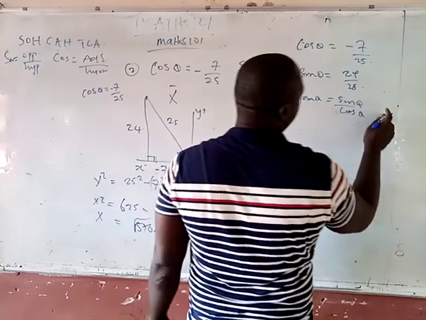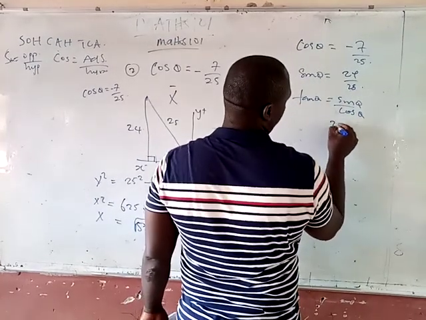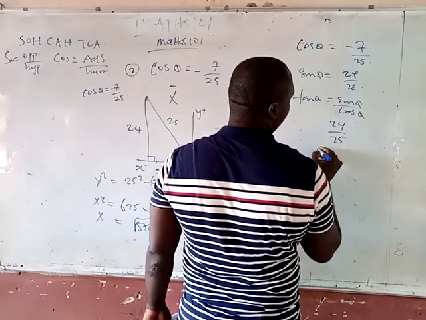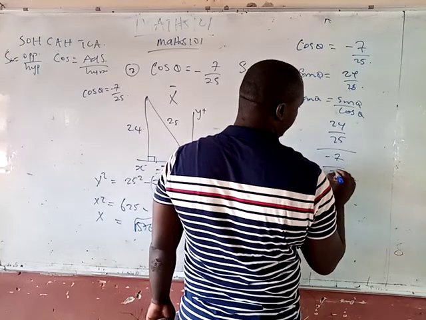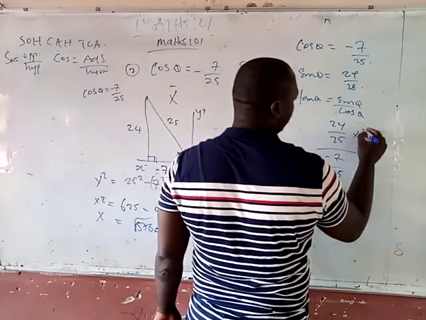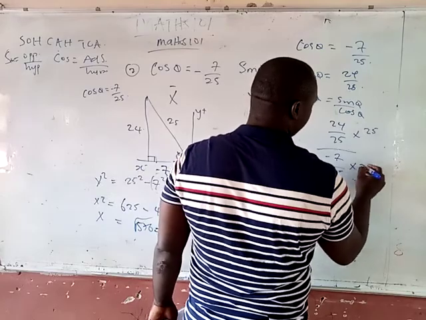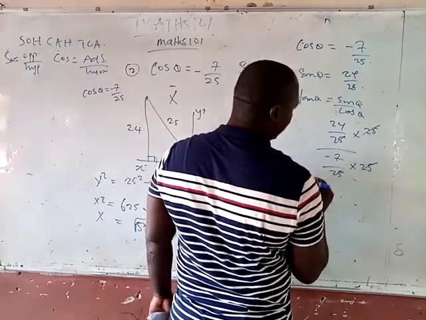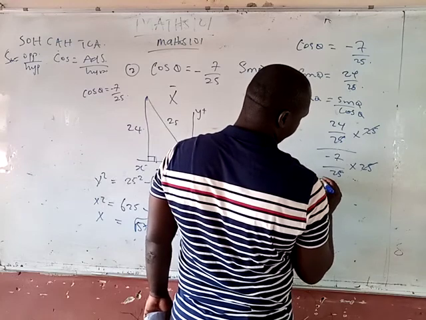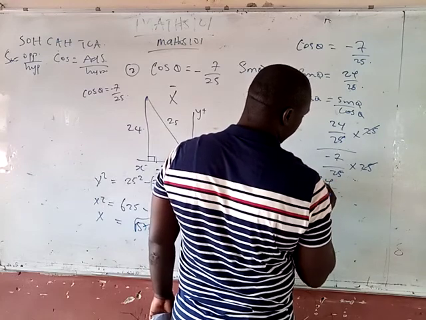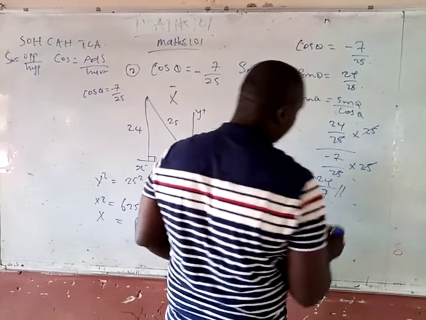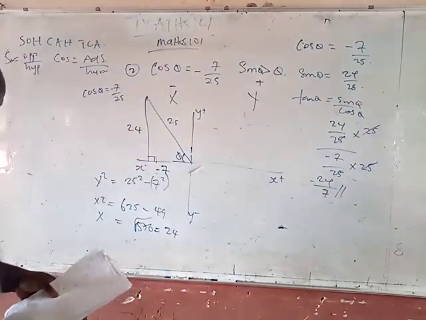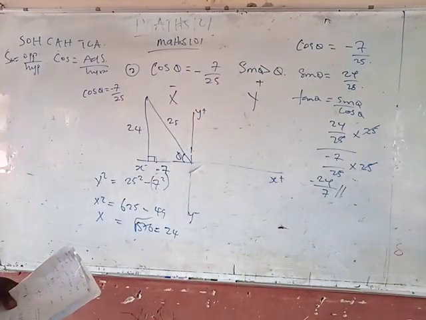Sine theta is 24 over 25, all over minus 7 over 25. I will multiply this by 25 and this by 25. This will cancel this. So tan theta is minus 24 over 7. Right? Good. We proceed.